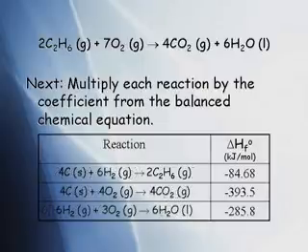So here we see the effect of multiplying by the coefficients from the balanced equation. We get 4 carbon plus 6H2 yields 2 C2H6. 4 carbon plus 4 O2 yields 4 CO2. And 6H2 plus 3O2 yields 6 H2O.